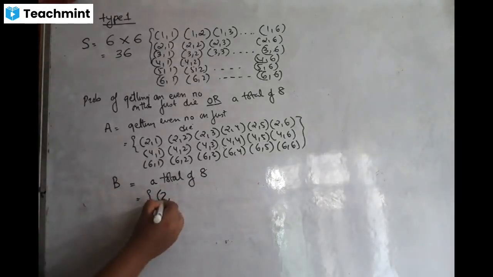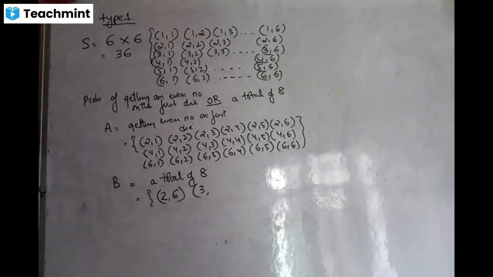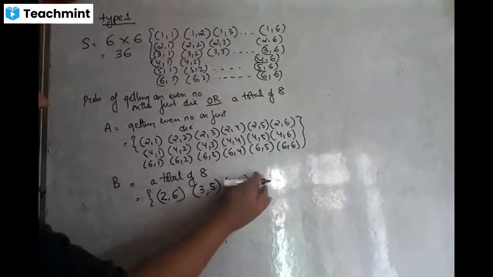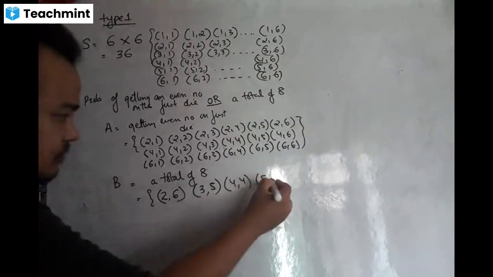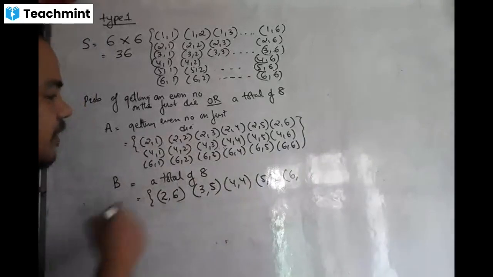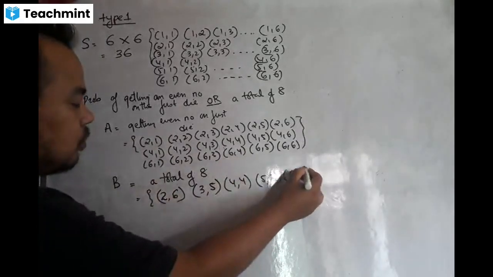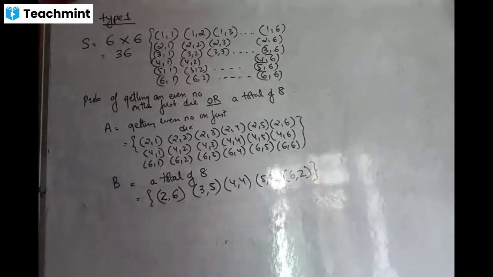So if you get 2 on the first die, then you must get 6 on the second die. Similarly, if you get 3 on the first die, then you must get 5 on the second die. Similarly, if you get 4 on the first die, then you must get 4 on the second die. If you get 5 on the first die, then you must get 3 on the second die because the total has to be 8. And if you get 6 on the first die, then you must get how much? 2 on the second die. So these are the outcomes which are favorable to the event B. Is that okay, everyone?